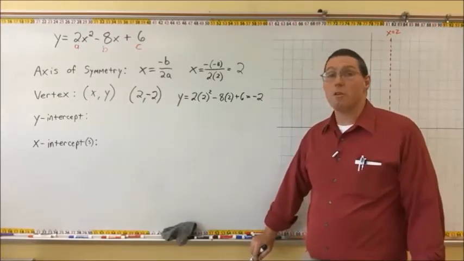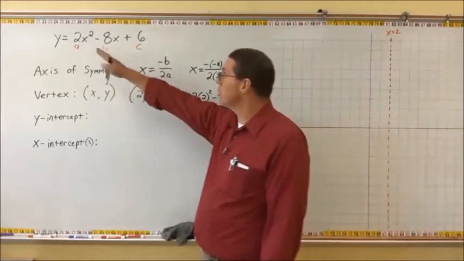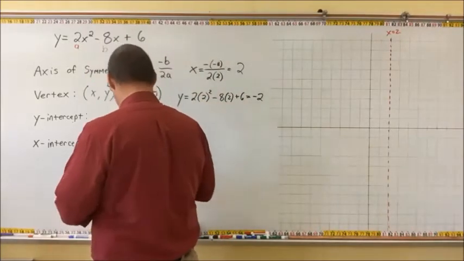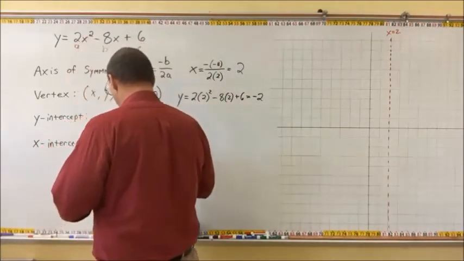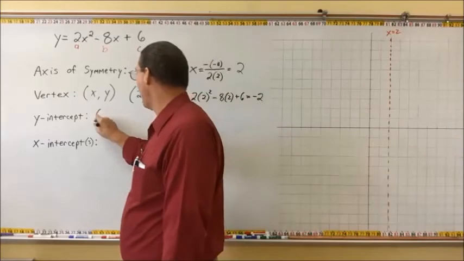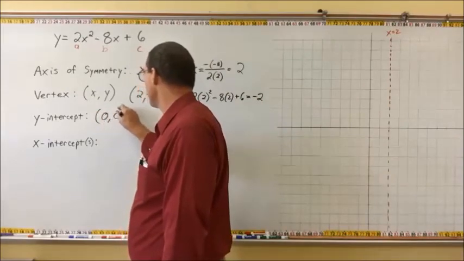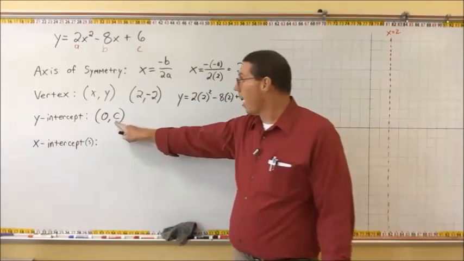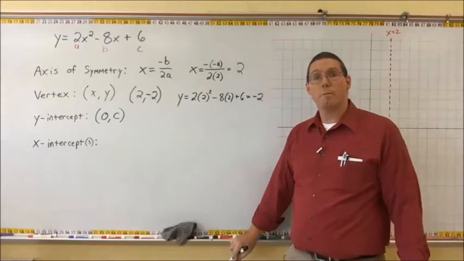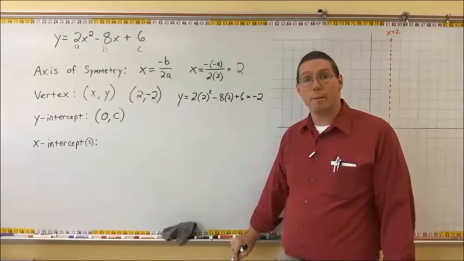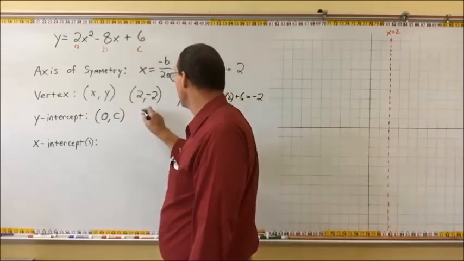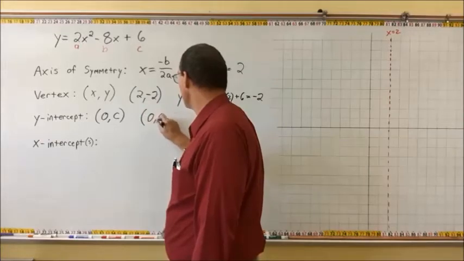All right, the y-intercept. This one is really easy, assuming the function is in standard form, okay? Assuming that the function is in standard form, the y-intercept is always at 0, comma, c. And when I say c, I'm referring to the letters a, b, and c, like from the quadratic formula. So in this particular case, where is the y-intercept? Well, the y-intercept is 0, c. In this case, c is positive 6, so the y-intercept is at 0, 6.